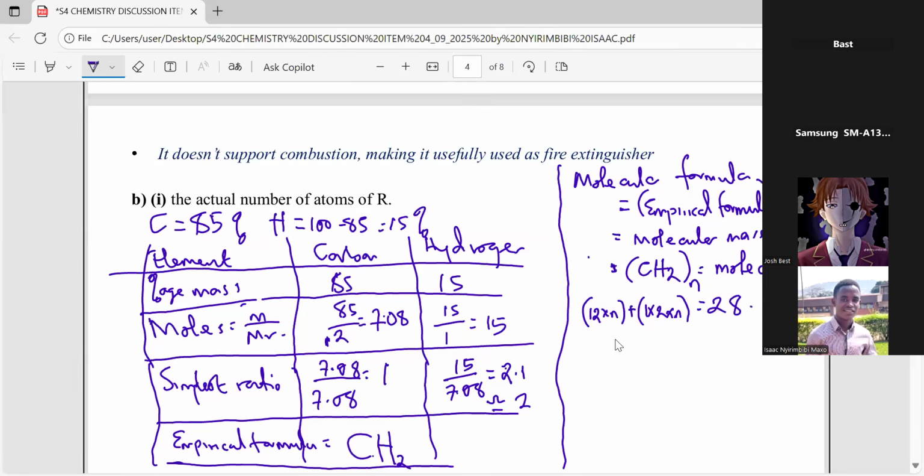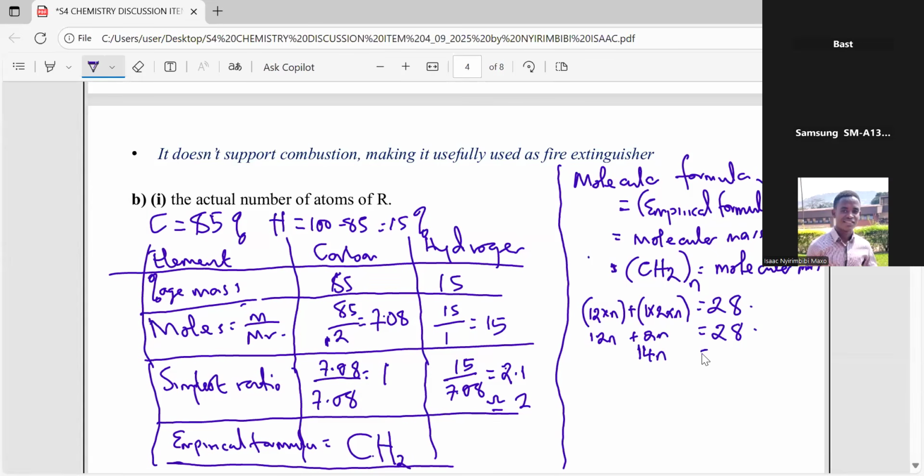So we get 12N plus 2N is equal to 28. Then we shall get the value of N. This is 14N, so N is equal to 28 divided by 14, and N becomes 2. But they want the molecular formula.